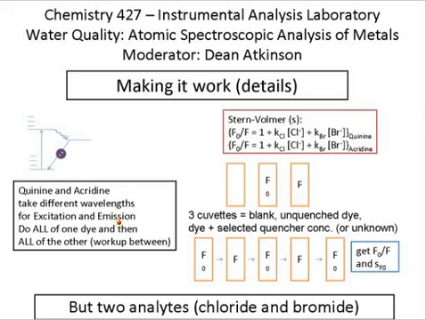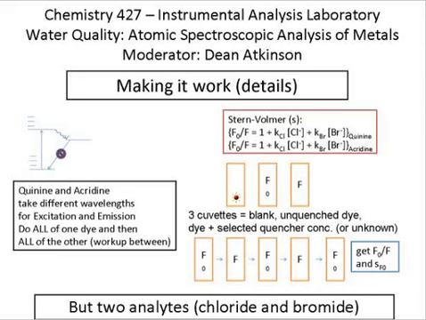So what we suggest is that you have 3 cuvettes that you actually use in this experiment. One of them contains the blank and always contains the blank. One of them contains unquenched dye, so for all the quinine experiments it'll be the same solution in the same cuvette, and the other one contains the dye plus the selected quencher concentration, or including the possibility of having the unknown in there. So basically blank, dye, and dye plus quencher, and that means that this is a measurement of F naught and this is a measurement of F.